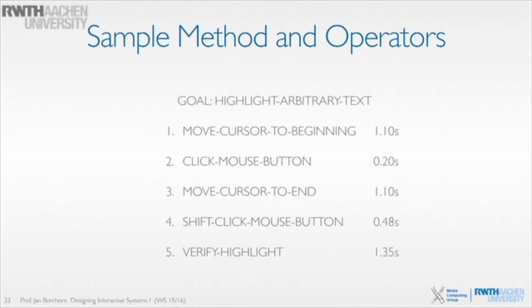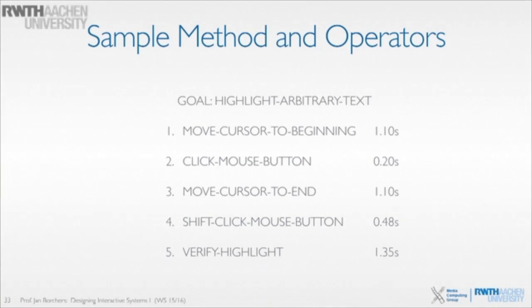So here's an example. This is a sample goal called highlight arbitrary text, and it's kind of special because it only consists of elementary operators. We don't have any sub-goals anymore. This is already broken down to the very basic. How do you highlight some arbitrary text in a document? Imagine yourself sitting in front of Word and you're trying to highlight some text. Well, in the system described here, you would move the cursor to the beginning, you would click a mouse button, you would move the cursor to the end, then shift-click the mouse button, and then verify the highlight.